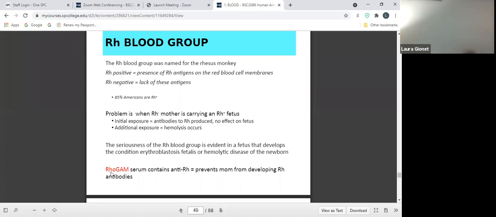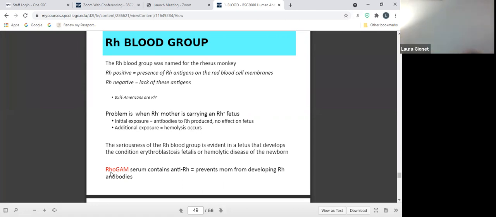The problem is when you have an RH negative mother carrying an RH positive fetus. The initial exposure, if you are an RH negative mom and you're not taking antibody therapy, or RhoGAM as it's called, then if you have a mixing of blood between the fetus and the mom, which will generally happen no later than childbirth, she will start to make antibodies to the RH positive blood that she got exposed to. And generally the first pregnancy isn't the problem, it's the second one.